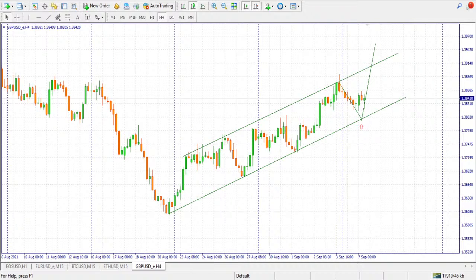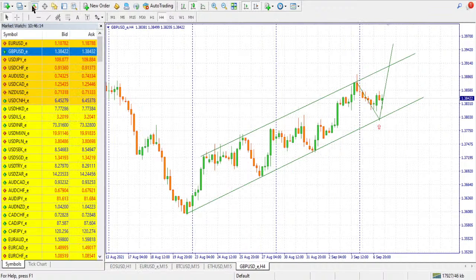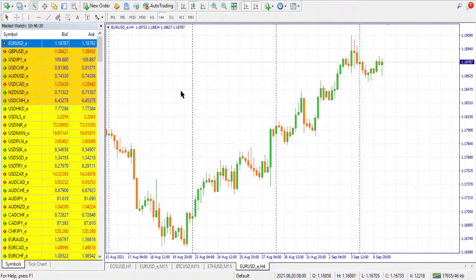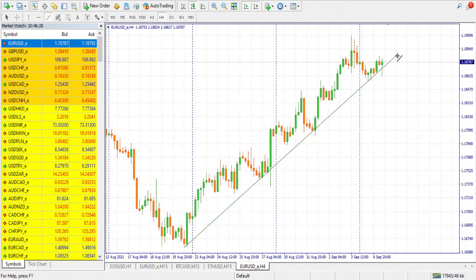The other symbol which I want us to look at is Euro USD. The same thing which you had on the British pound dollar is almost happening on Euro USD. We do have a steep trend line here. This is a very steep one pointing to the upper side.